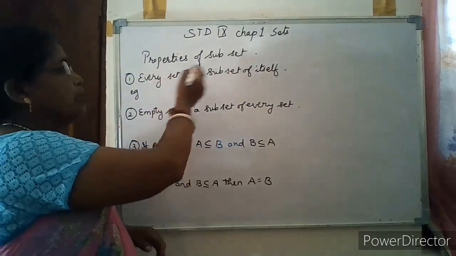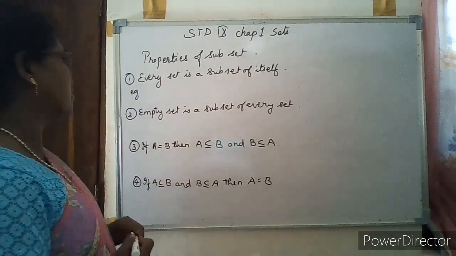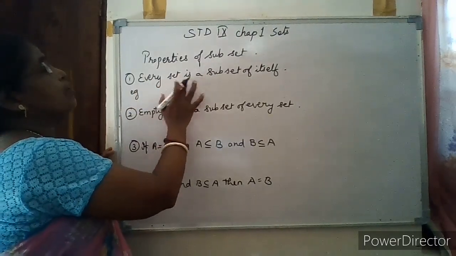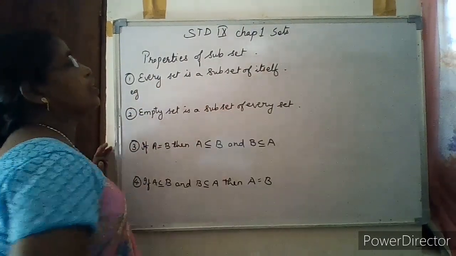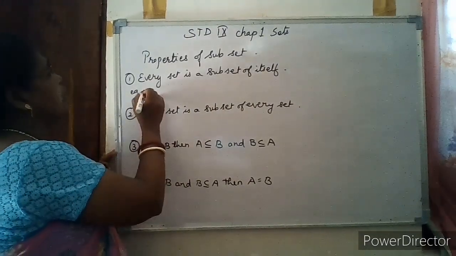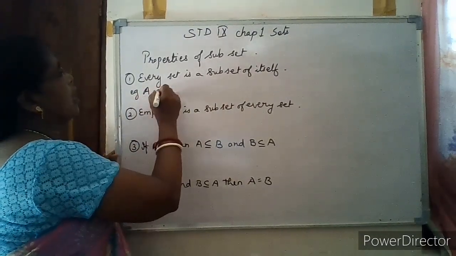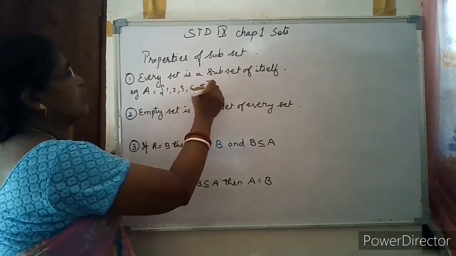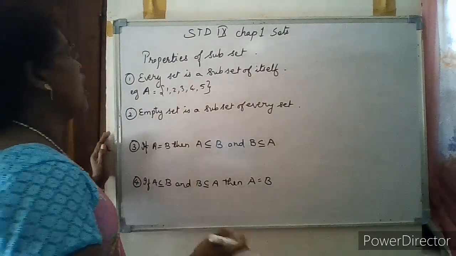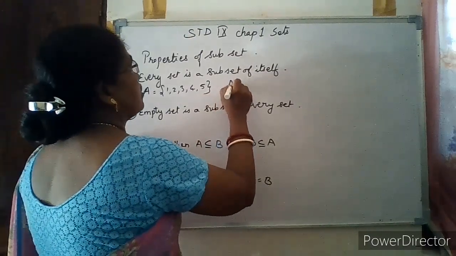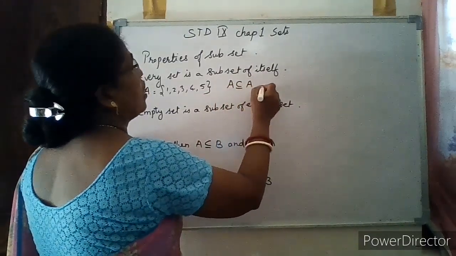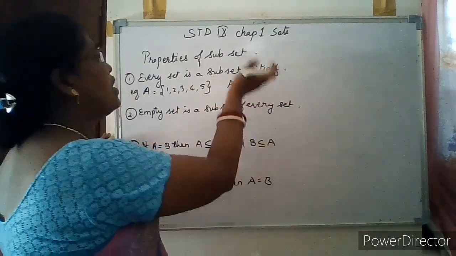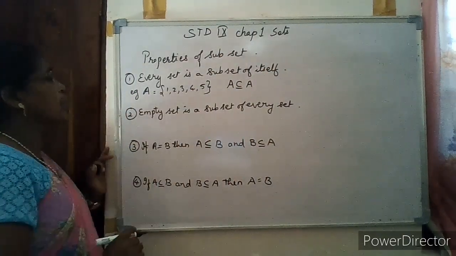Now let us learn the properties of a subset. There are 4 properties. The first one: every set is a subset of itself. For example, if I take set A as this, I can say that set A is a subset of A, and every set is a subset of itself only.